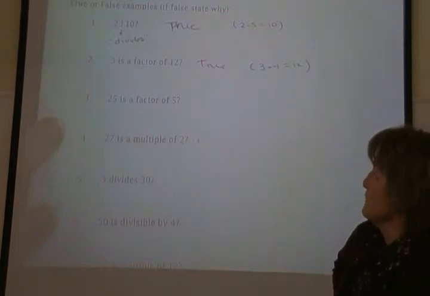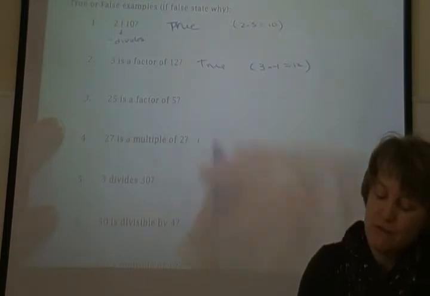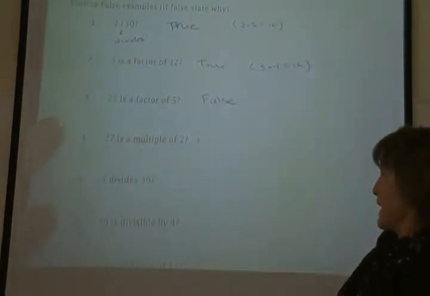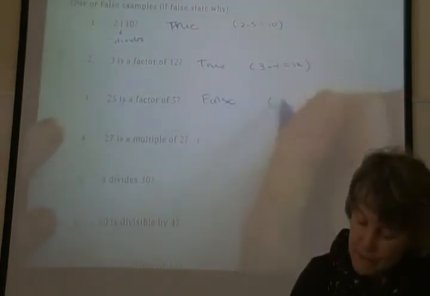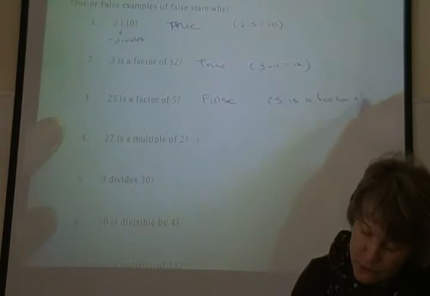Number 3, 25 is a factor of 5. False. If you're going to use the word factor, you don't start with the larger number. 25 is not a factor of 5. It's the other way around. 5 is a factor of 25.